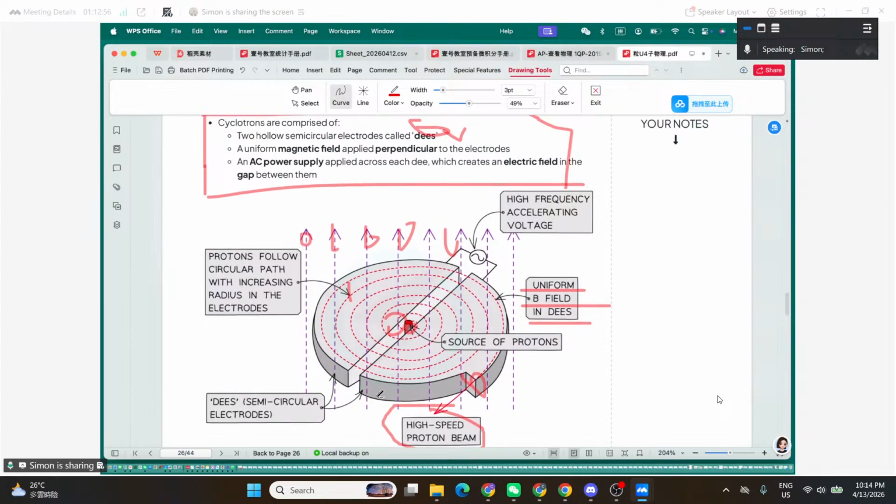I mean, in the bottom of the cross-section, we have another apparatus, like the magnets, that will produce an upward uniform magnetic field, right? And in the middle, here's the alternating supply. The alternating supply will provide the electric field. Okay, understand?